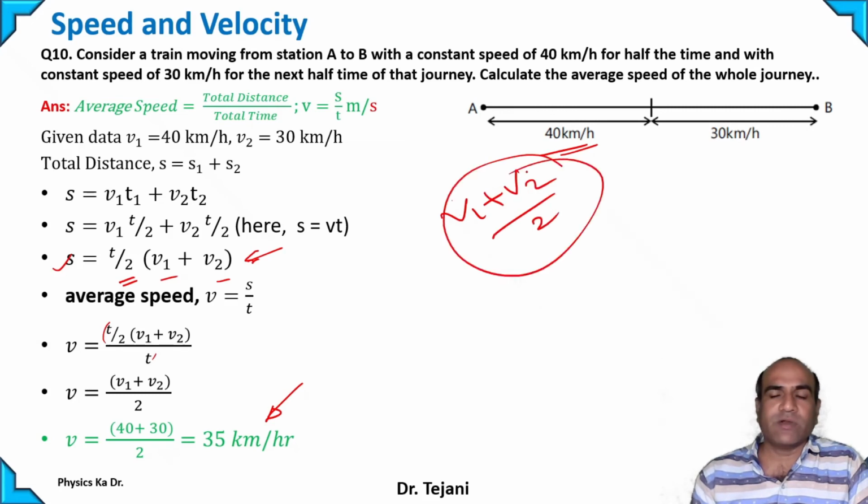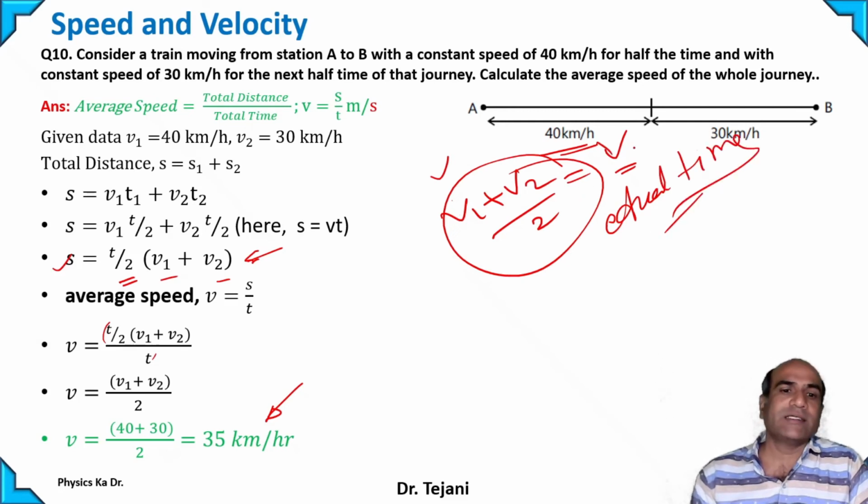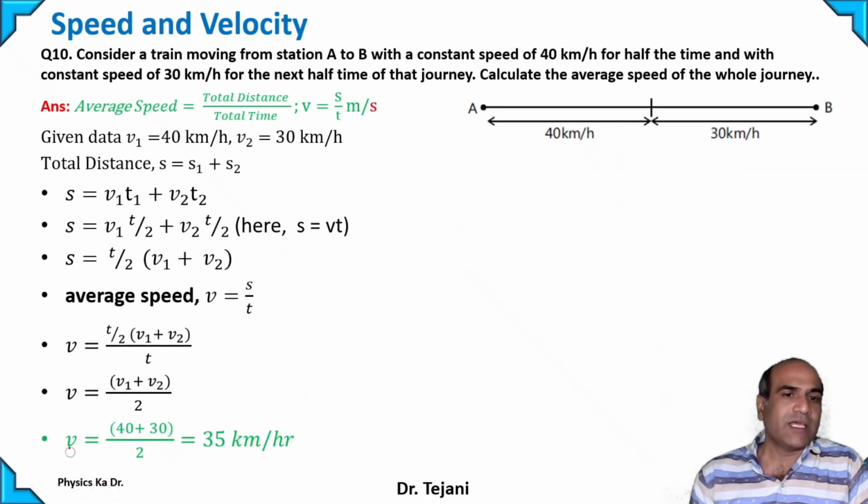In the previous session, I already told you that average speed is not generally v1 plus v2 by 2. But in this case, when it is taking equal time, only in this case this is true. Otherwise, for all other cases, this is wrong. Remember that part. When equal time is taken, you can take the average like this. Otherwise, it is never equal to the average.